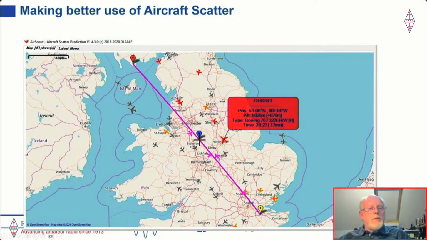It also means that if I'm trying to work stations, I don't have to think about are there aircraft. There almost certainly are, or there will be shortly. So I know that if somebody's a bit weak, that doesn't necessarily mean that I've worked everybody or that I need to turn my beam. There'll be more aircraft coming.